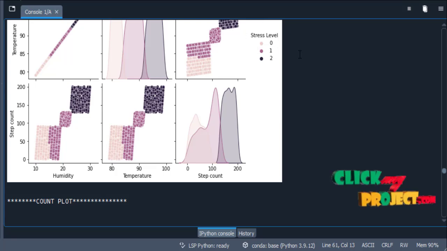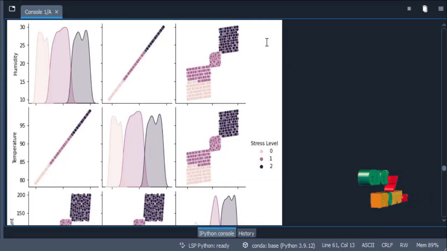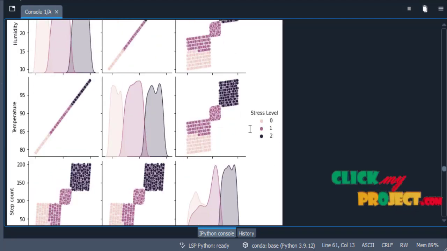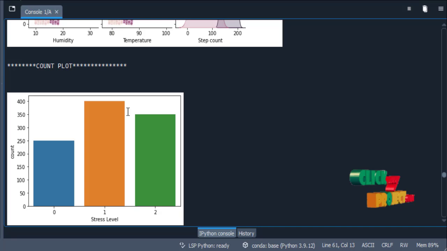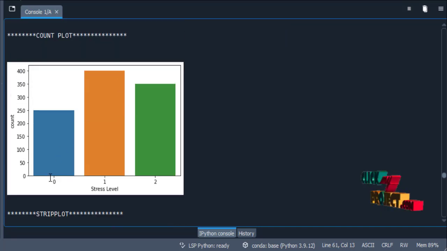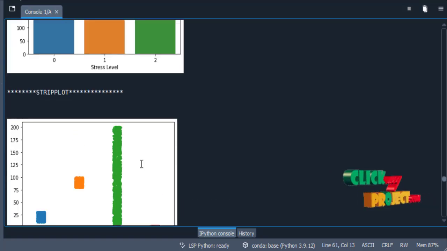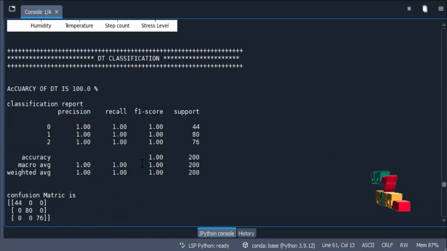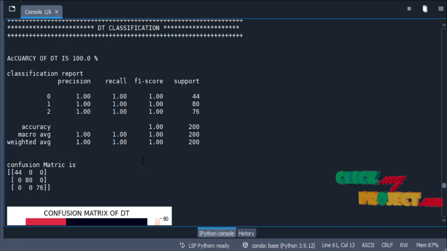In our data set we have three levels of stress: 0, 1, 2. 0 means normal, 1 means medium, and 2 means high. And this is a count plot. These are the 0, 1 and 2, and this is a strip plot. And then we apply the three algorithms. The first one is the DT classification.